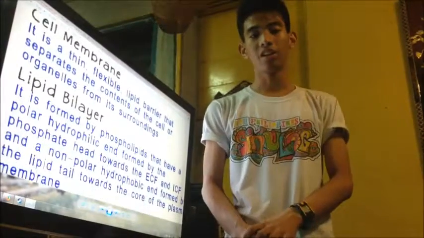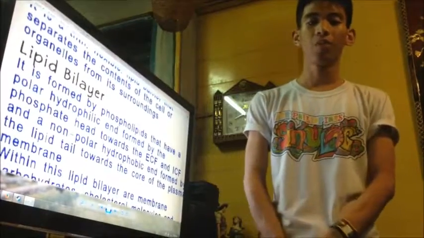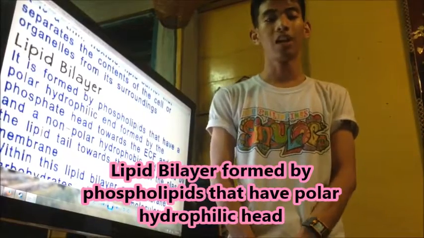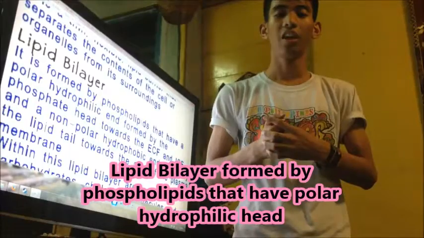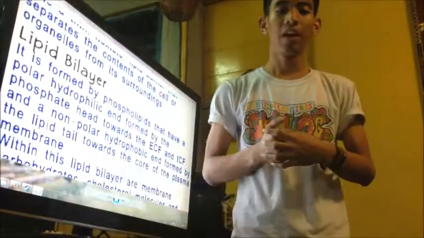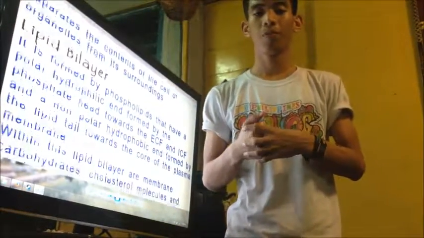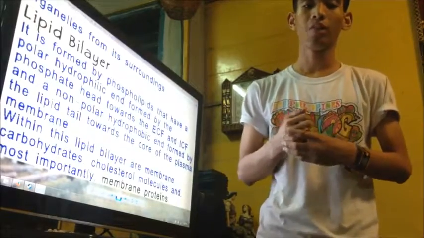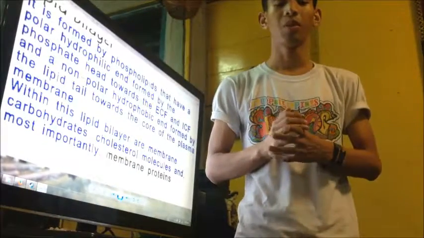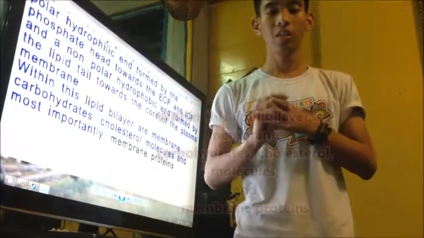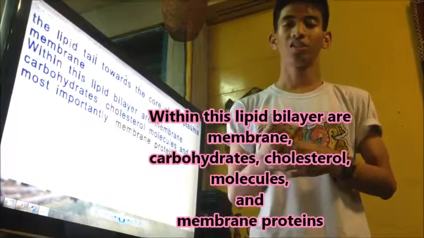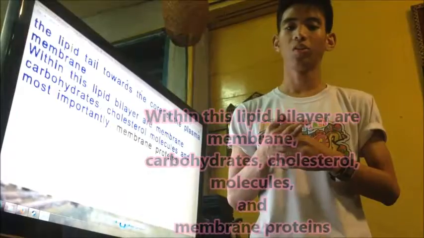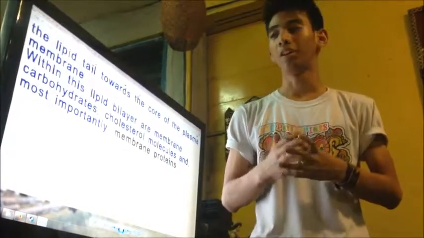Lipid bilayer. The lipid bilayer is formed by phospholipids that have a polar hydrophilic head, formed by the phosphate head towards the ECF and ICF, and a non-polar hydrophobic part, formed by the lipid tails toward the core of the plasma membrane. Within this lipid bilayer are membrane carbohydrates, cholesterol molecules, and most importantly, membrane proteins.